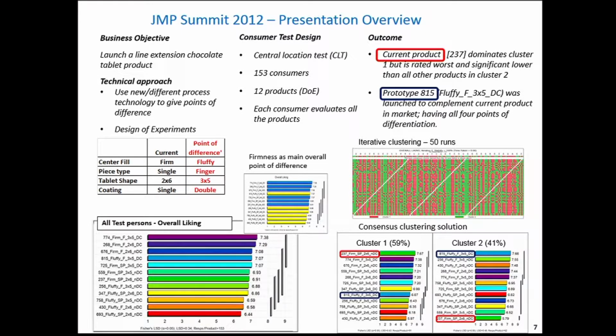And then what happens is we obviously generate the mean scores for each of the clusters. What happened was that the current product was best liked in the largest cluster, 59%. And in the second cluster of 41%, the current product was least liked, in fact, inferior to all other products. In that 41% cluster, 815 product was most liked. The 815 product had all 4 points of difference versus current. That was introduced as a line extension with little concern about cannibalization of the current product.